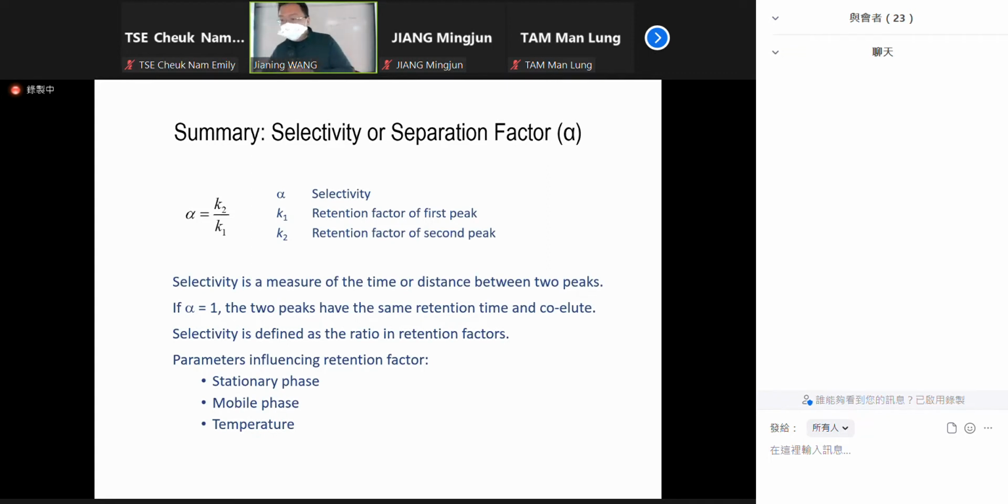Because you should use some quantitative way to evaluate your conditions, use alpha or k to do some optimization. So when you get some numbers, then you think, I need to increase k or I need to increase alpha. So what should we do? We should think about which parameters can change these factors.